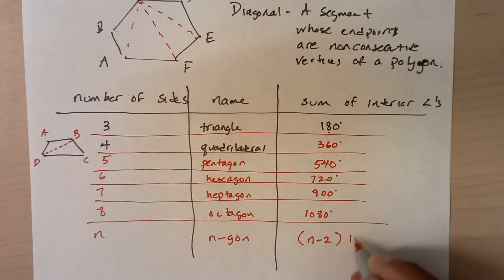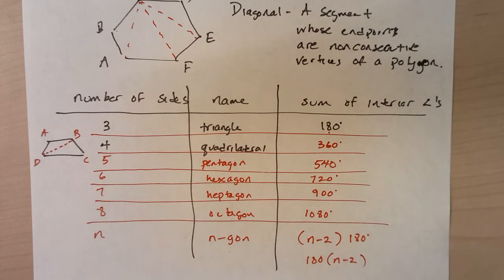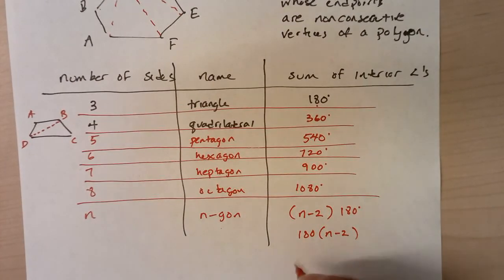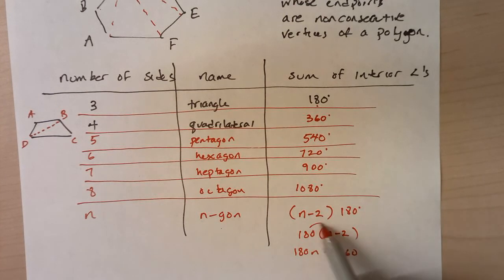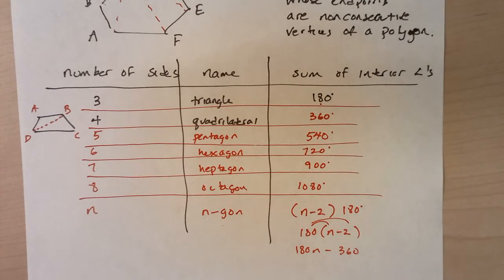And then you just multiply that by 180. You could write it like that. You can write it like this, 180 times a quantity n minus 2. Sometimes people come up with the equation or the formula, 180n minus 360. All of these are actually the same. This last one comes if you distribute the 180 to the n and the negative 2. But all of those would give you the sum of the interior angles for any polygon.